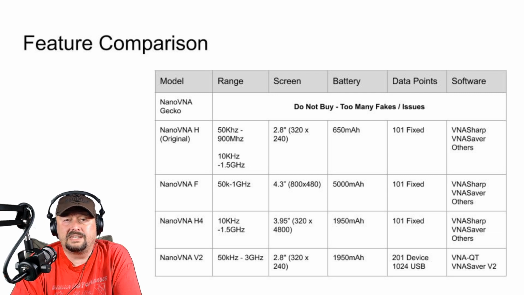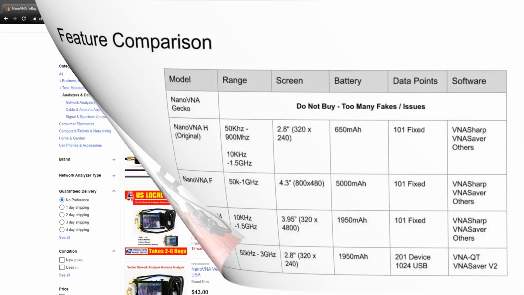And then NanoVNA Saver has a branch for version 2. I have not used this either, but I'm a fan of NanoVNA Saver, so I can see myself using this in the event that I pick one of these NanoVNAs up.